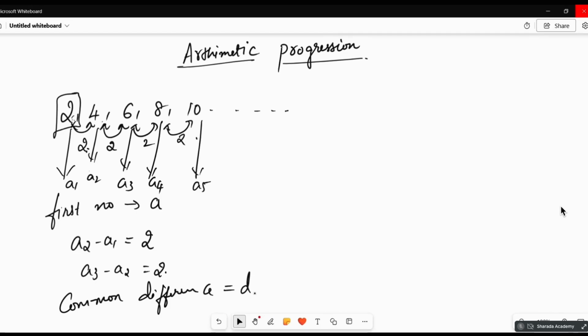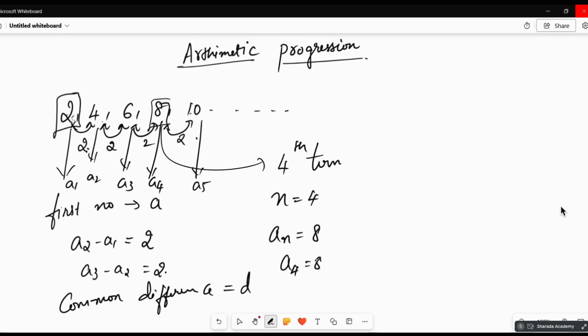Okay. And which term is that? This is the first term, second term, third term, fourth term. This is the fifth term. So 8 is in which position? Fourth position. That is the fourth term. That 4 we call it N. And what is its value? That we call it AN. That is 8, or A4 is equal to 8, where N is equal to 4. So these are the common terms we consider.